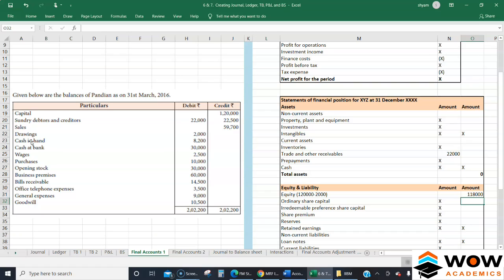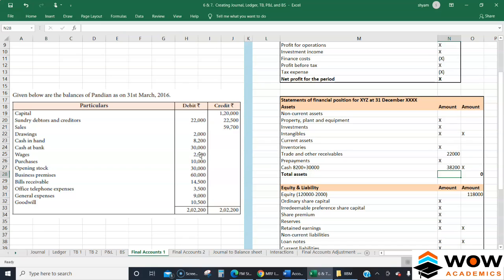The next one is cash in hand. So we have cash in hand and bank. So we'll add both and we can show it. So that comes to 8,200 plus 30,000. So that comes to 38,200.